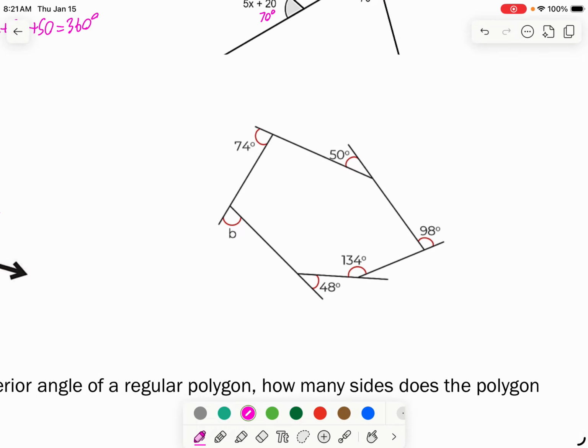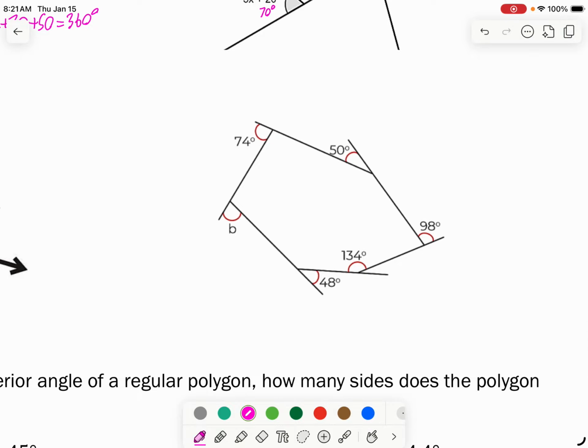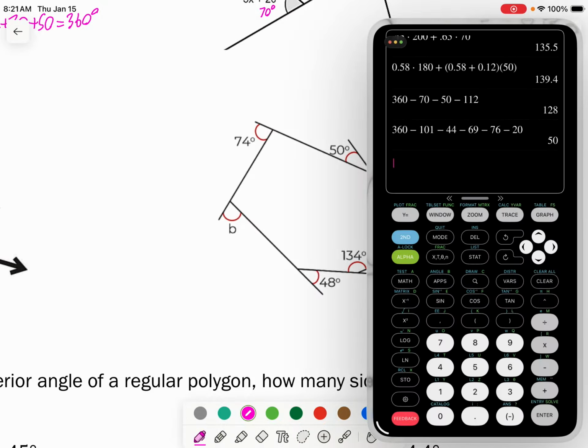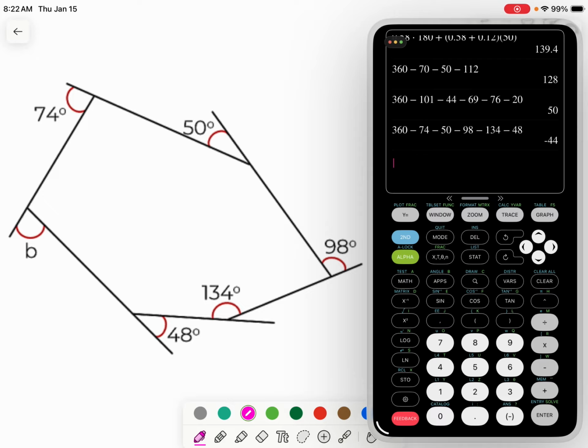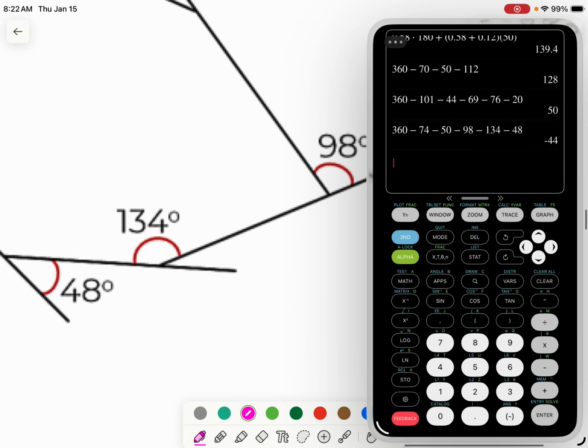Ooh, for this one, same kind of thing. I'll do this in a calculator. We have 360 minus 74 minus 50 minus 98 minus 134 minus 48. Did I do that all correctly? 50. Oh, I made a mistake. And this is what can happen sometimes, especially with that 134 degrees. Notice how that is not an exterior angle.